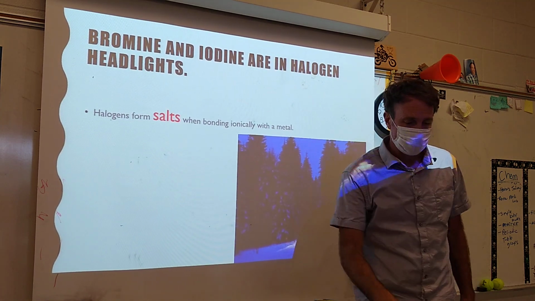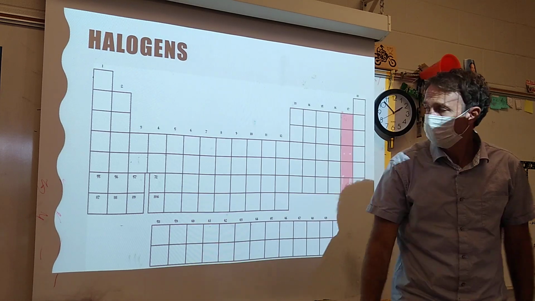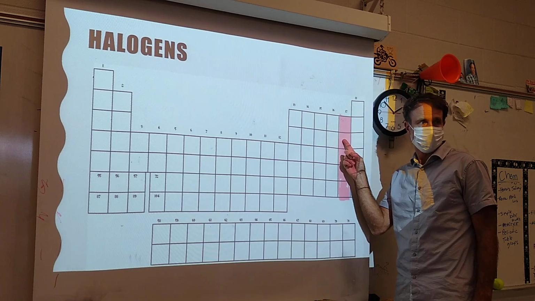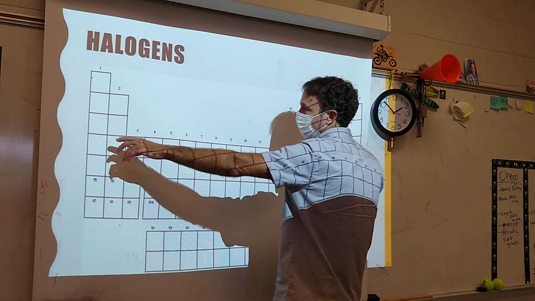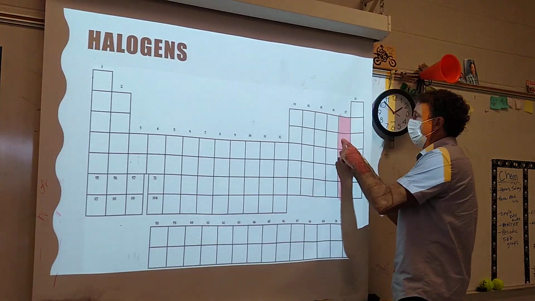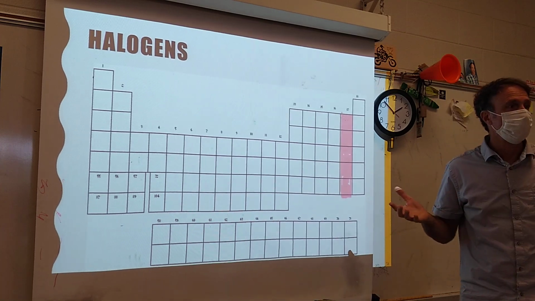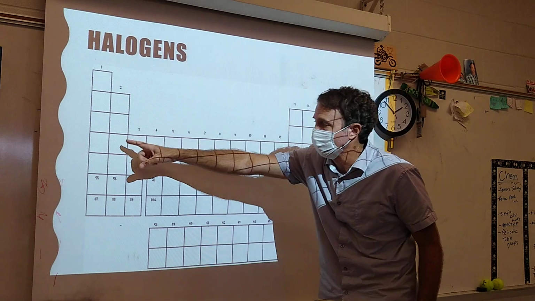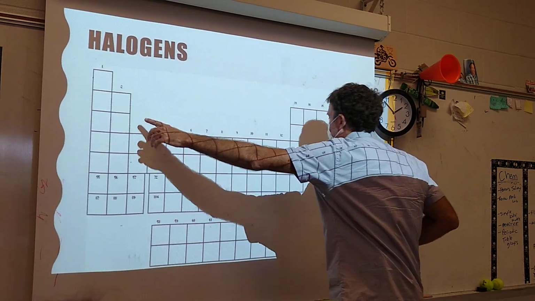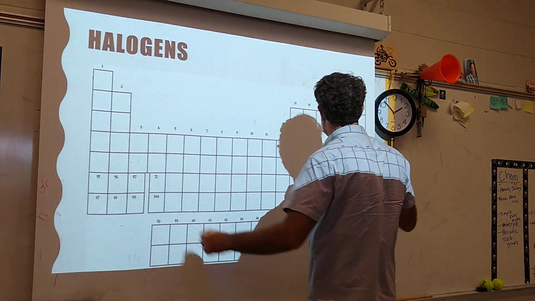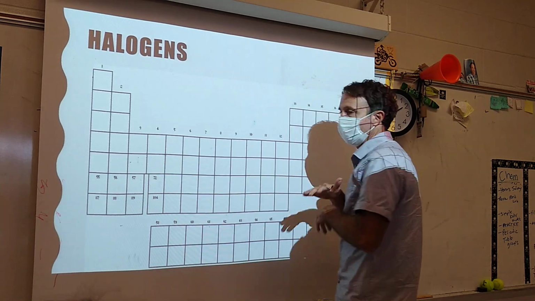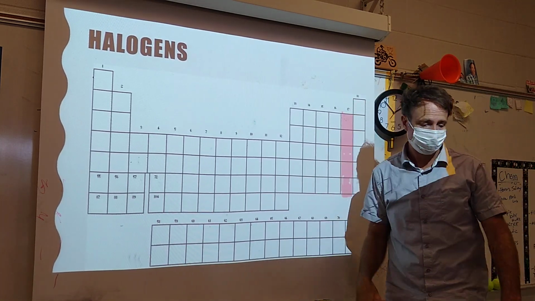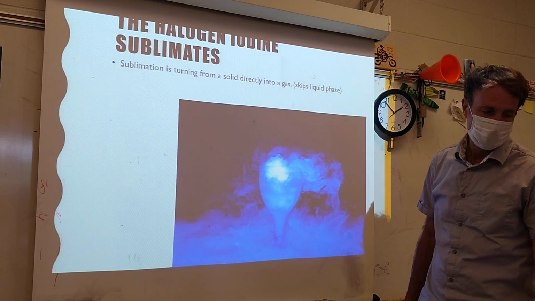Okay? So here's a good example. Here's chlorine, right? Here's sodium. Sodium and chlorine come together to make salt, right? Sodium chloride. Well, one of these guys with any of these metals makes salts: calcium fluoride, calcium bromide, magnesium iodide, sodium fluoride. Those are all salts. So halogens are called the salt makers.